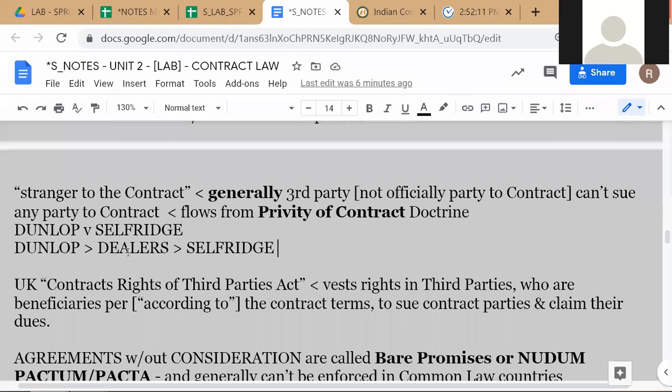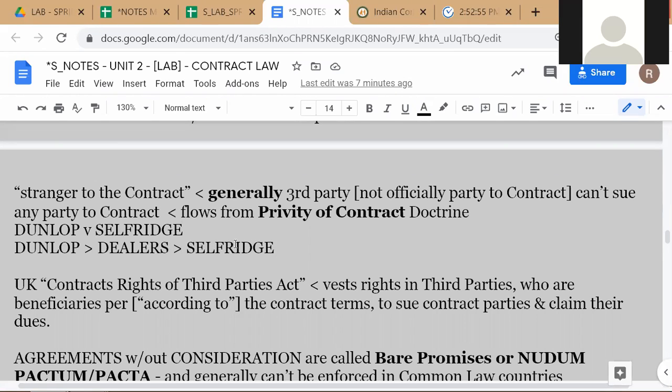Now, when Dunlop sold the tires to the wholesale dealers, they had a term in their contract which said that you cannot discount these tires, either at all or beyond a certain percentage. So this was the contract between Dunlop and the dealers. Eventually the dealers sold these tires to Selfridge under a separate contract, where Dunlop is not involved, and which did not have any discount prohibition clause.